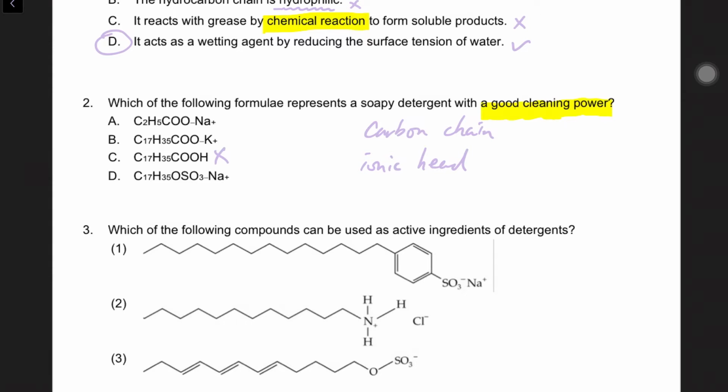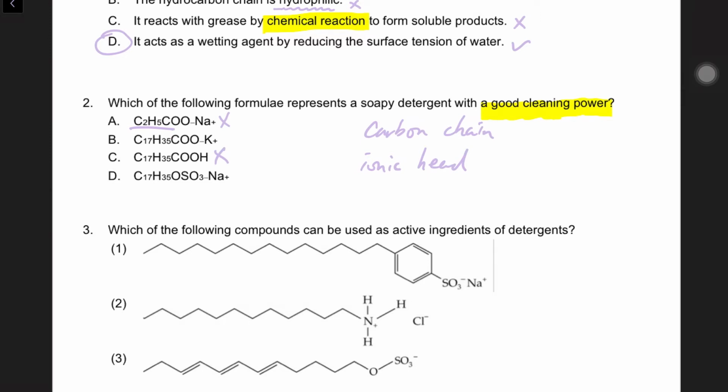Okay. The second one is A should not be the answer because the carbon chain in A is too short. If there is a short carbon chain, that means the non-polar property is not very large. They tend not to dissolve in the oil layer, and this will reduce the cleaning power. Okay? Only B and D remain. So which one will be the answer?